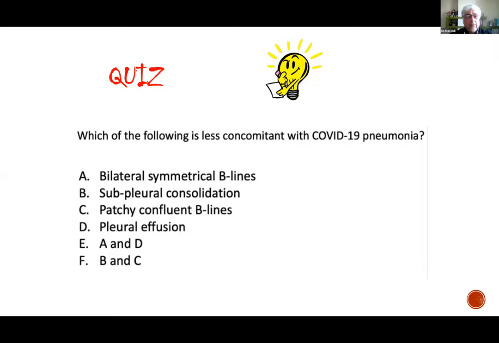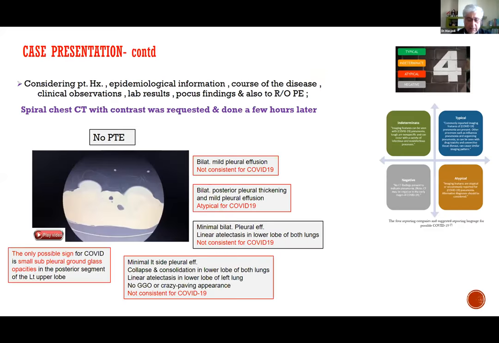Because of the patient history, because she was an ER nurse, because of the course of the disease, clinical observation, lab results, and focus findings, and also to rule out pulmonary embolism, a spiral chest CT with contrast was requested and done a few hours later after our ultrasonographic evaluation focus.